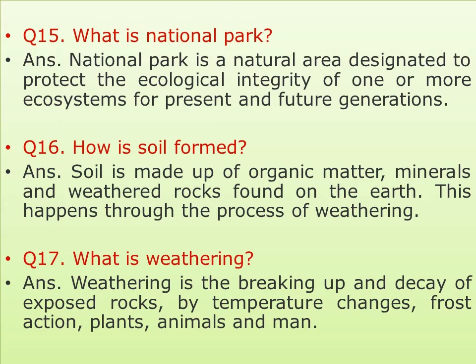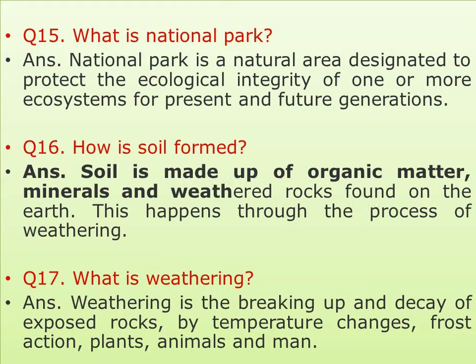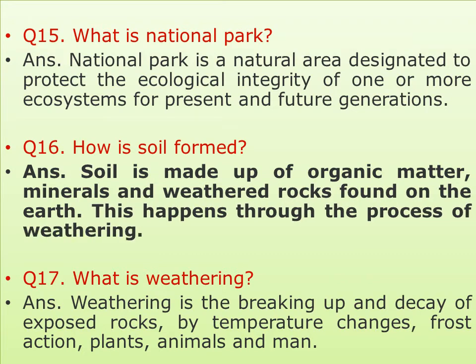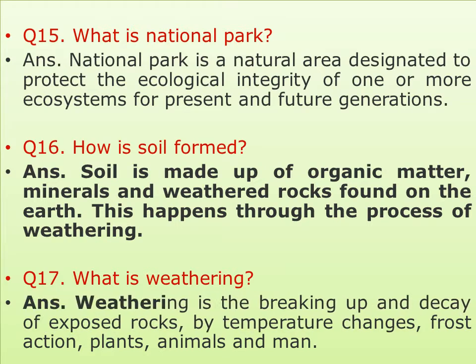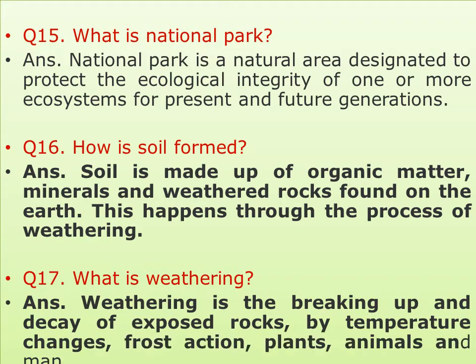How is soil formed? Answer: soil is made up of organic matter, minerals and weathered rocks found on the earth. This happens through the process of weathering. Question number 17. What is weathering? Answer: weathering is the breaking up and decay of exposed rocks by temperature changes, frost action, plants, animals, and man.